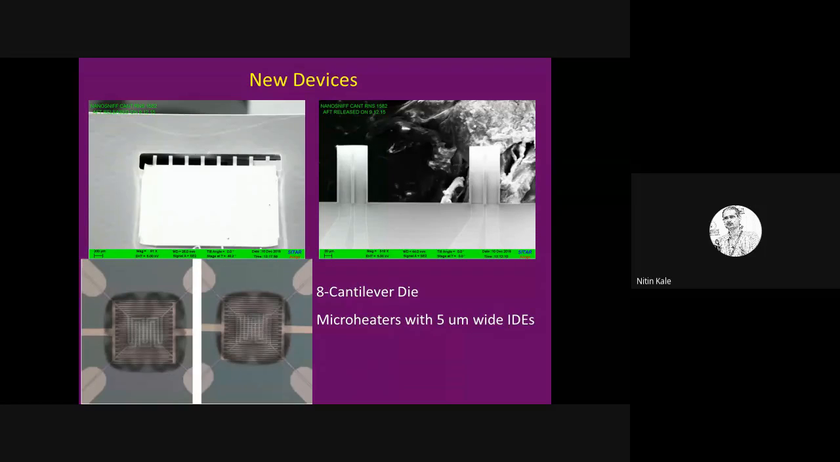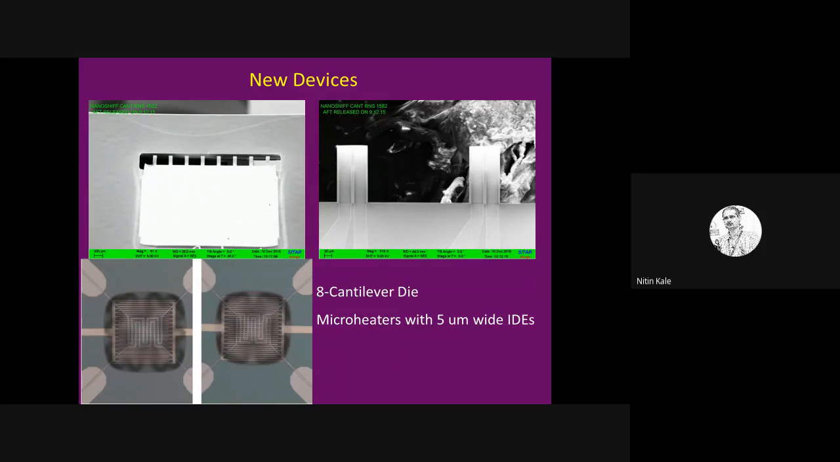What we are also doing now is making some new devices. We have made cantilever dies in which you have 8 cantilevers per die, and you can then go for detecting multiple gases if you want, or multiple volatile organic compounds. If you want to play with different coatings, you can do that with an 8 cantilever die. This is one.